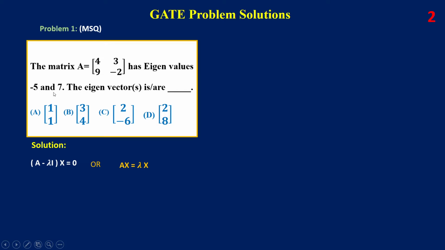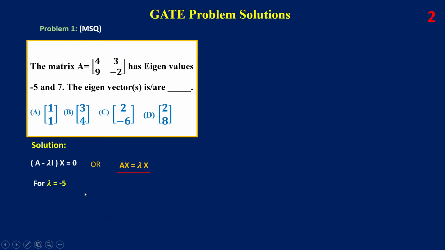Here the eigenvalues are given, so we can use either formulation. In this lecture, I am going to use the formulation Ax equal to lambda x only. With this formulation, we can find the eigenvector for the given eigenvalues, and we can check against the options. A, B, C and D are given, and I am going to check them one by one.